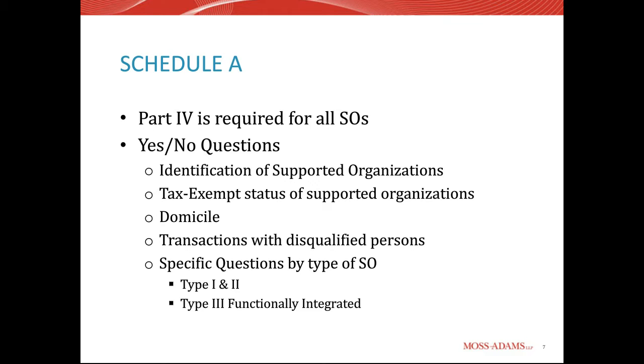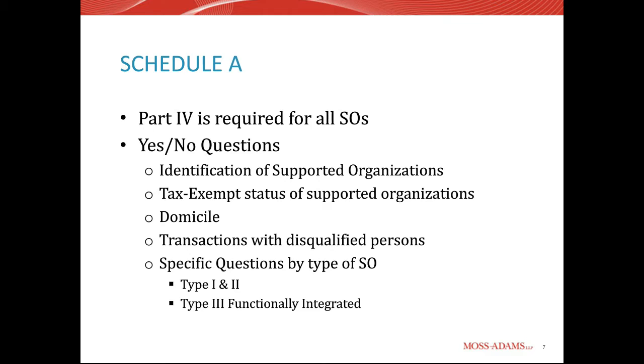And the questions vary from how supported organizations are identified via governing documents like bylaws and articles of incorporation and such, to the exempt status of those supported organizations and their domicile. The section also covers details of transactions with disqualified persons, which are people like officers, directors, trustees, key employees, substantial contributors, and the like. Section B is required for Type 1 supporting organizations, and Section C is required for Type 2. Both of these sections are pretty short and sweet. I think they fit mostly on a single page and are primarily concerned with how the supported organization controls the supporting organization to substantiate that relationship between the two.